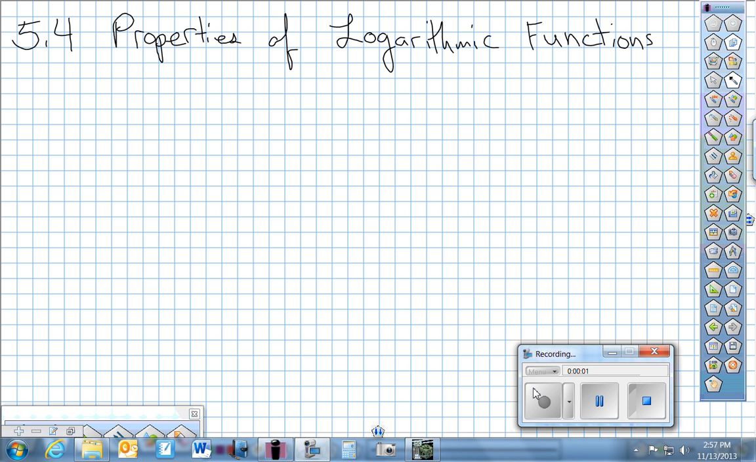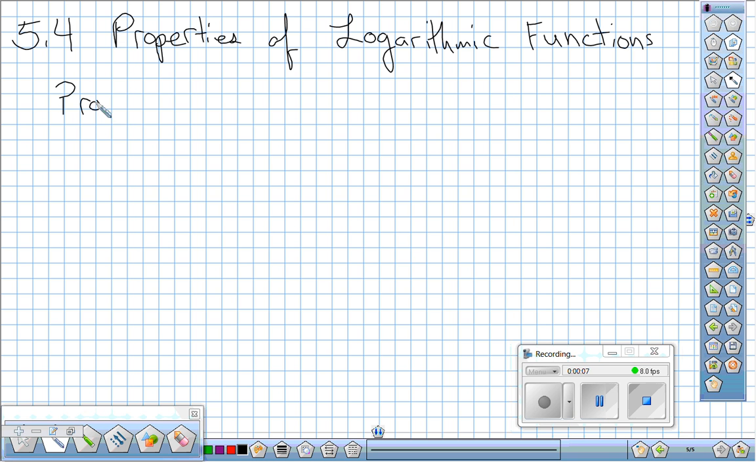This is properties of logarithms, logarithmic functions. So the first thing that we have is called our product rule. Not to be confused when you get to calculus with your product rule there.